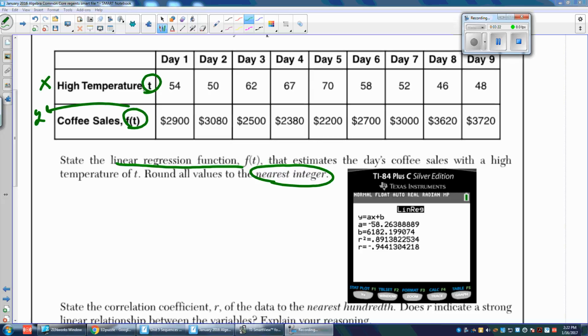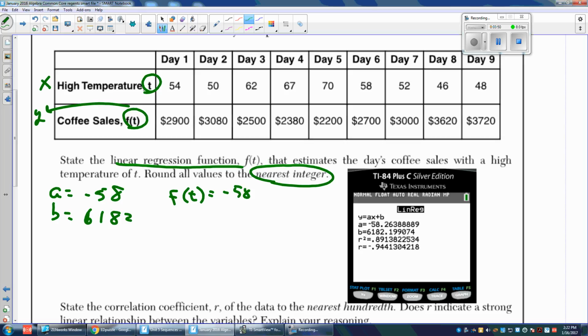So we should write down that a equals negative 58 because it says round to the nearest integer. B equals 6,182. A is negative 58. And then the R squared and the R numbers are not used for this. F of t equals negative 58x plus 6,182.